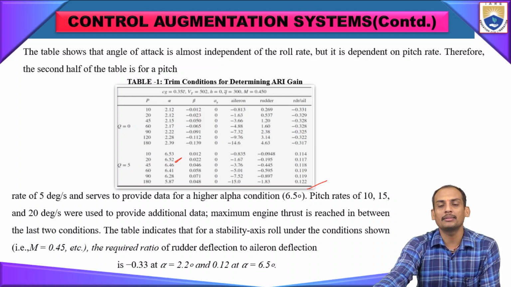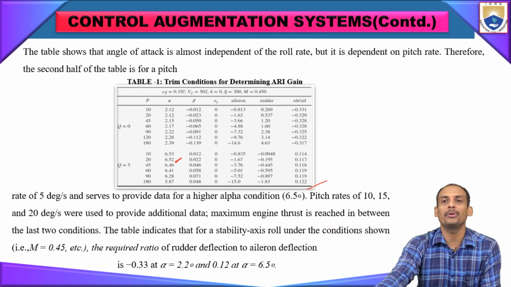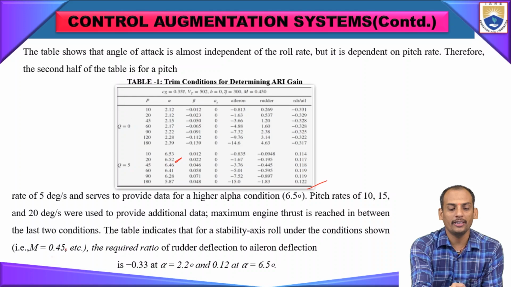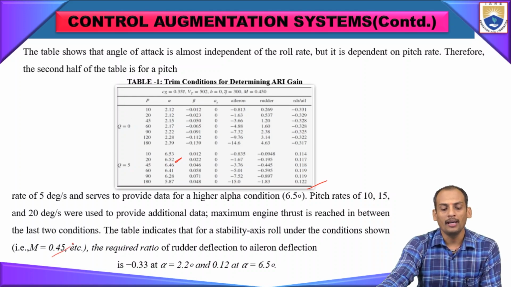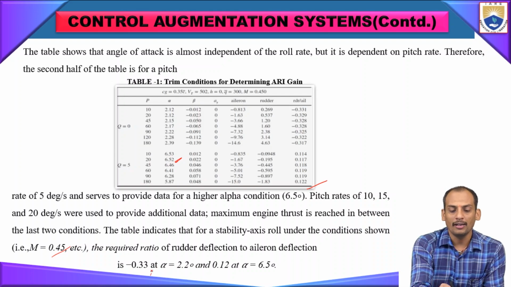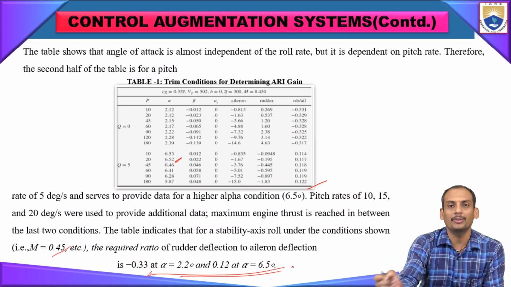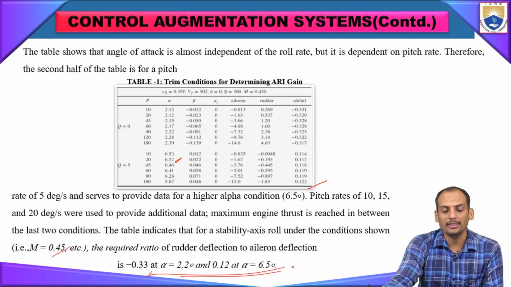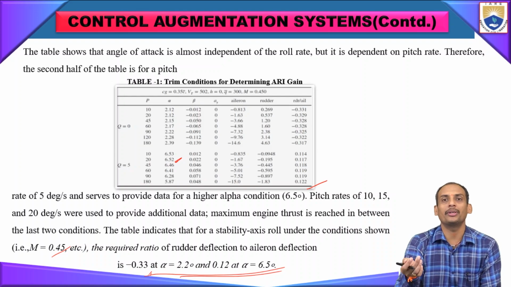So the table indicates the stability axis roll under the conditions shown here, operated at Mach 0.45. The required ratio of rudder deflection to aileron deflection for the design values is given here: minus 0.33 at alpha equal to 2.2 degrees and minus 0.12 at alpha equal to 6.2 degrees.